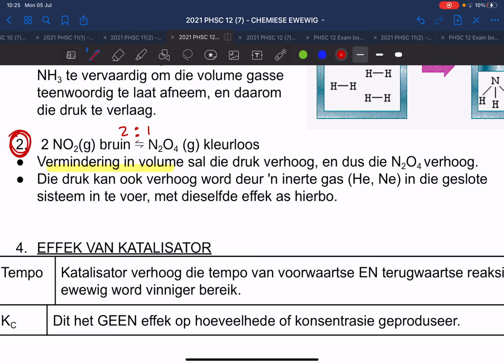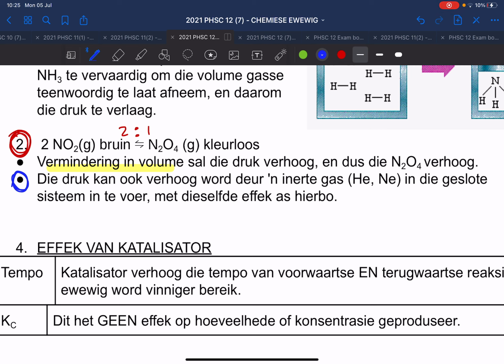Okay. Then another way in which you can change the pressure, nog 'n manier hoe jy die druk kan verlaag of verhoog, is by adding an inert gas, 'n gas wat nie reageer nie, 'n onreaktiewe gas. 'n Gas wat net plek vat. Okay? It is like I don't like a lot of kids in my class, so I am just going to put some huge boxes here, so that there's not enough space for more kids in the class. Okay. You understand what I can do? So you add something that doesn't react, it just takes up space.